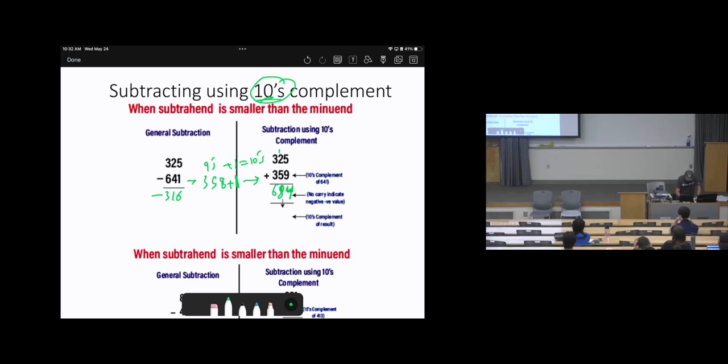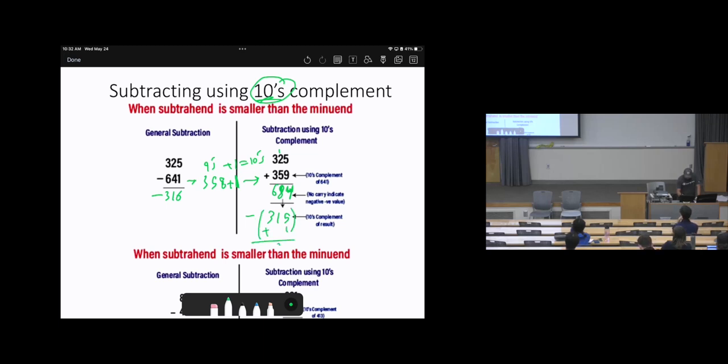So let's put a negative sign here, and let's do the complements again of these parts. The complement of 4, 9 minus 4, 5. The complement of 8, 9 minus 8, 1. The complement of 6, 9 minus 6, 3. But remember, this is the 9s. Don't forget to add 1.